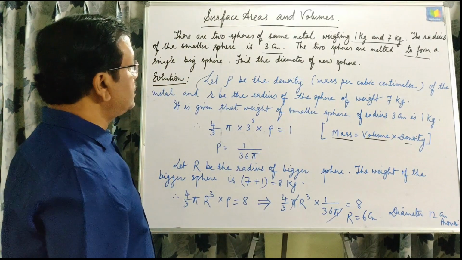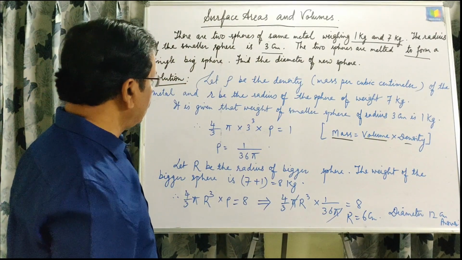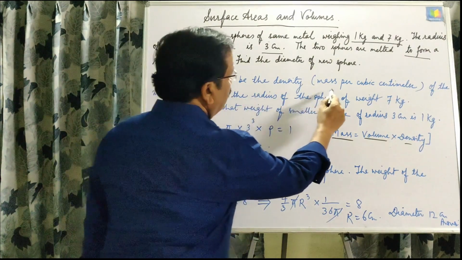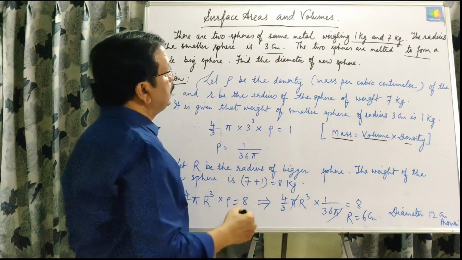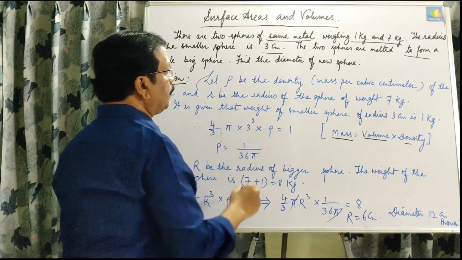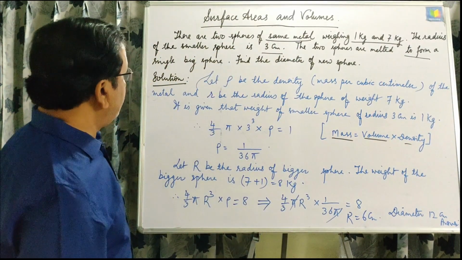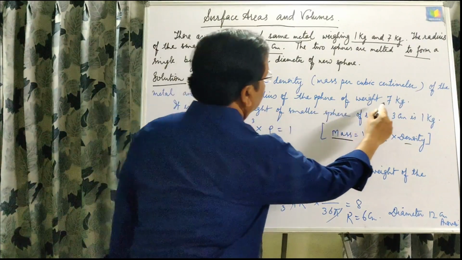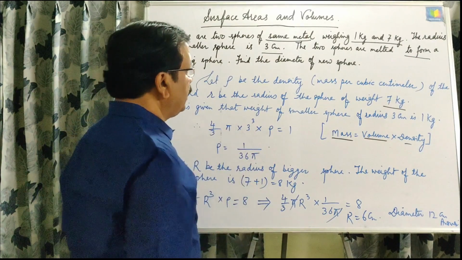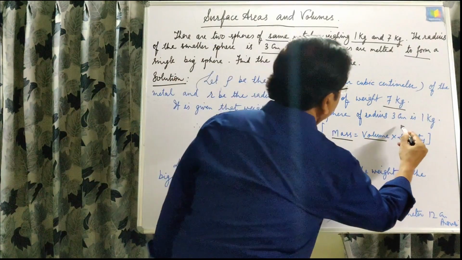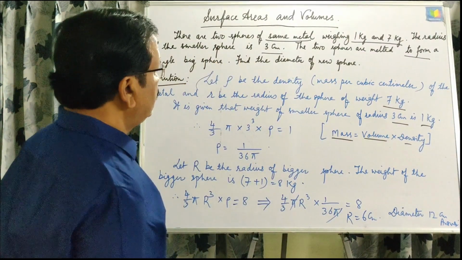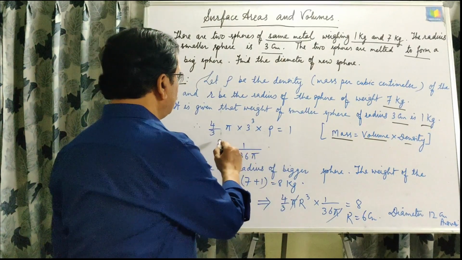sphere. Actually these 2 spheres are melted and recast into another one, and that is why let rho be the density of mass per cubic centimeter in this metal, the same metal, and that is why the density for both will be the same. And then let r be the radius of the sphere of weight 7 kg, and then you are given that this is 1 kg, 3 centimeter, 1 kg, and this is 7 kg. Then mass is equal to volume into density.